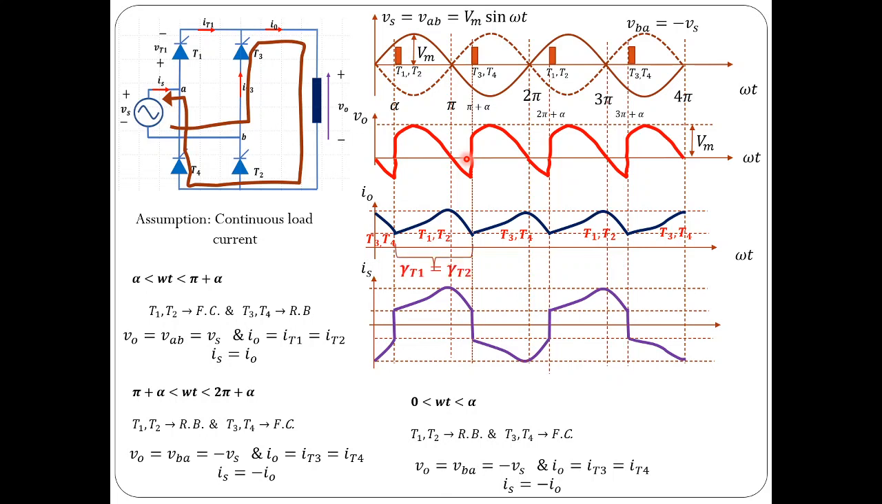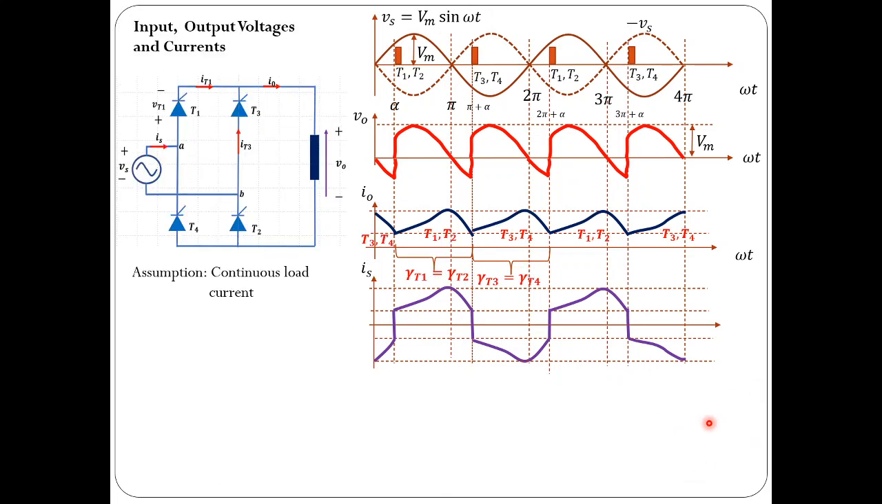Now coming to the conduction period, you can see T1 and T2 are conducting for this particular period, that is from alpha to pi plus alpha, and the duration, if you measure, is equal to pi radians. So the conduction angle of thyristor 1 and thyristor 2 is equal to pi radians. Similarly for thyristor 3 and 4, they are conducting from pi plus alpha to 2 pi plus alpha. So the conduction angle again is the same, pi radians. So overall, for any thyristor, the conduction angle is equal to pi radians.